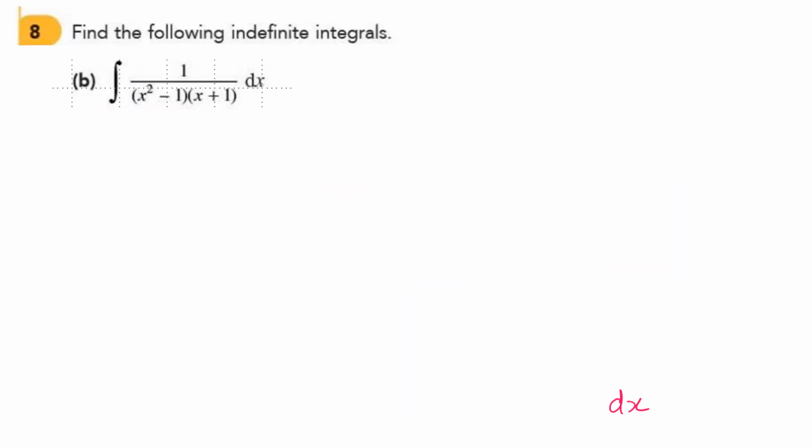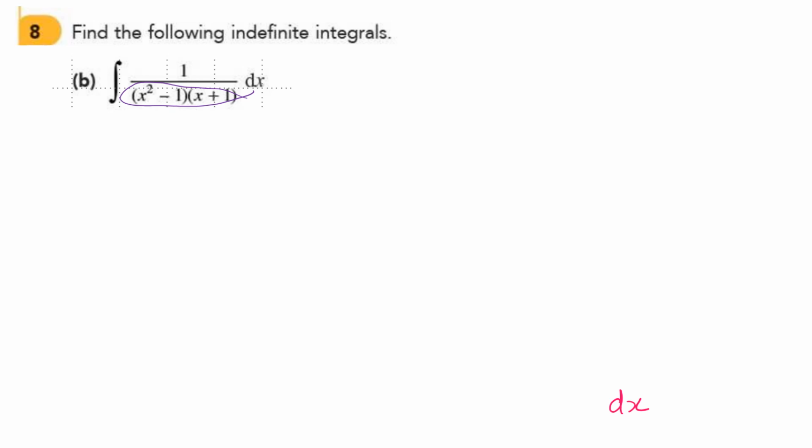Right, let's look at 8b. For 8b, you will need a little bit more algebraic manipulation because if you look at the denominator, some of you may be tricked into using ax plus b for x squared minus 1 because you're tricked by the power of x. But if you think further, you will realize that x squared minus 1 can be factorized into x plus 1 and x minus 1.